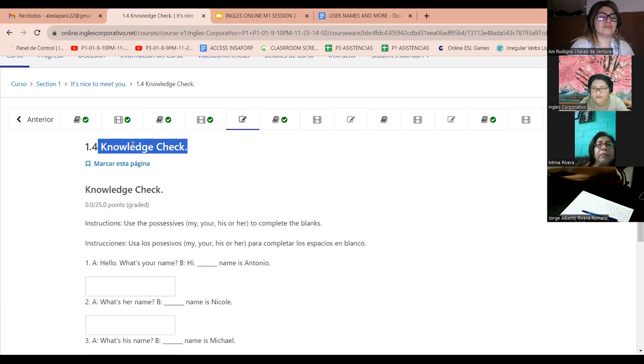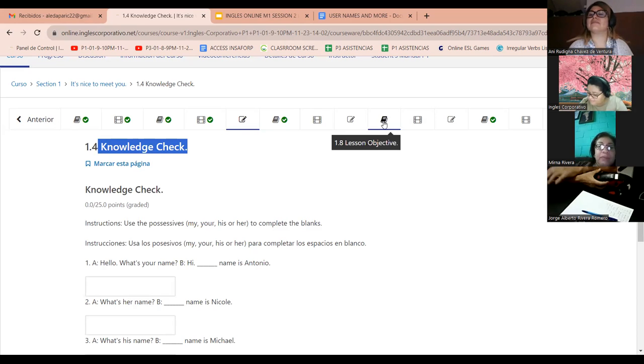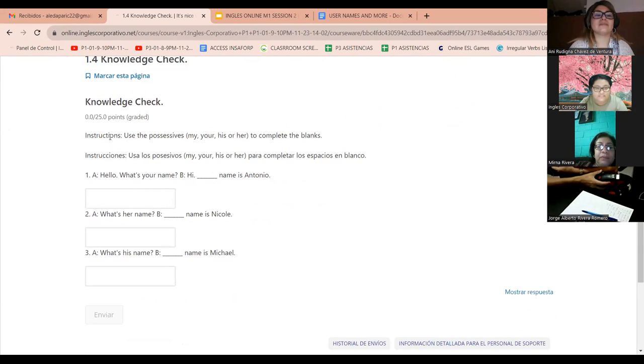La 1.4. Knowledge Check. En este caso, vamos a tener aquí, all right, donde dice Instructions. Y tenemos Use Possessives, My, Your, His, or Her. Los cuatro possessives. To complete the blanks. Siempre hay que leer las instrucciones porque así es como vamos a saber qué hacer, right?